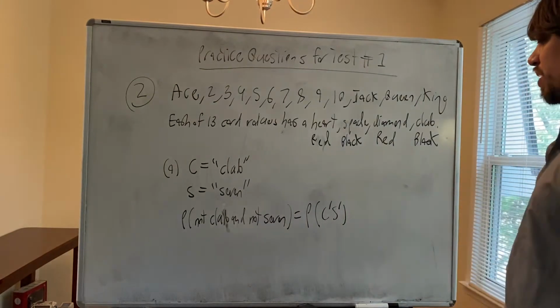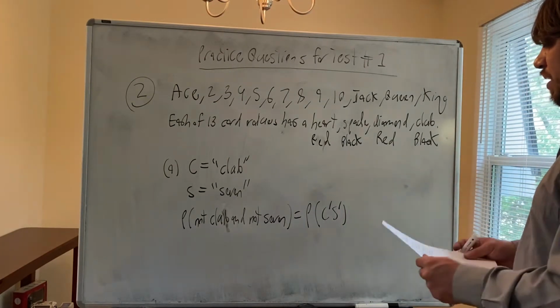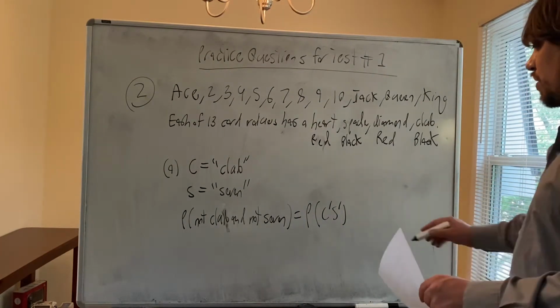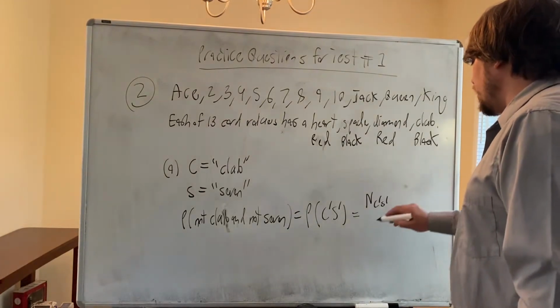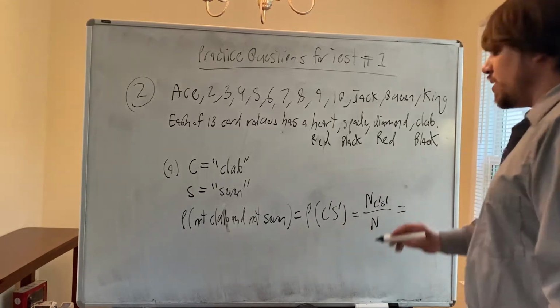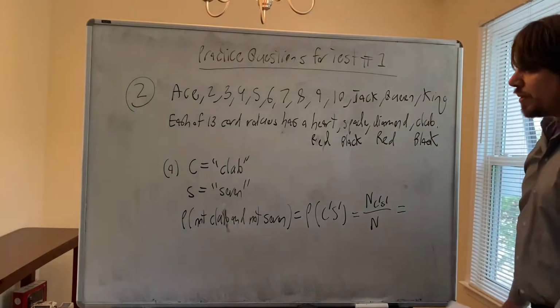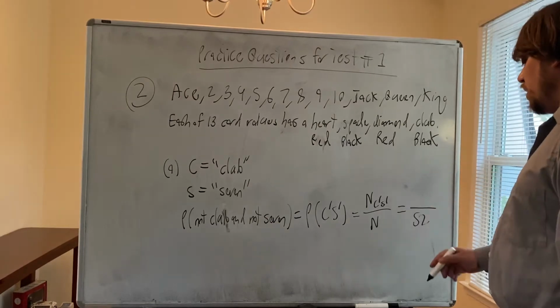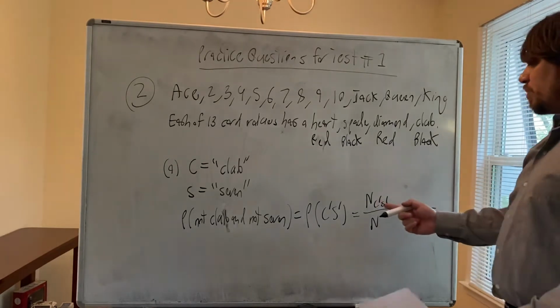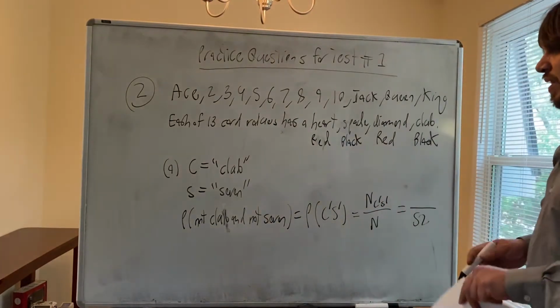So the probability of C prime, S prime, what is that? It's just the number of cards that are not a club and not a 7 divided by the total number of cards in the deck. The total number of cards in the deck is easy, it's 52. So N is 52. But the number of cards that are not a club and not a 7.